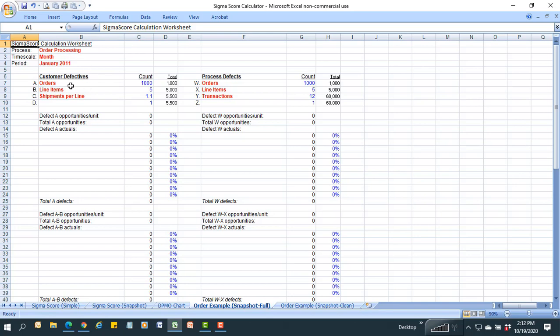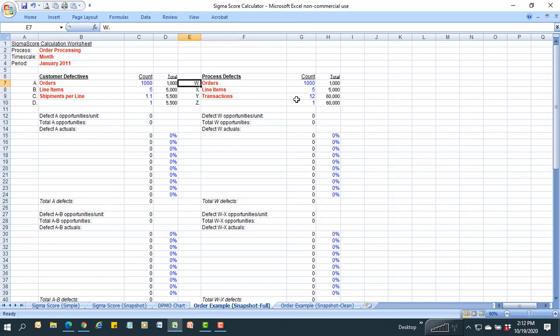Suppose I'm doing order processing, and I'm processing line items and shipments per order as I go through on the customer side. So I do 1,000 orders a month with 5 line items that on average require 1.1 shipments. So I have 5,500 order line shipments a month on the customer side. On the process side, I've got orders and line items again, same 5,000. But here I'm looking at the transactions that get done for every shipment. Shipment's just one transaction that the customer sees, but maybe there are 12 transactions for every line item order that has to be processed. And that's what I want to count on the process side.